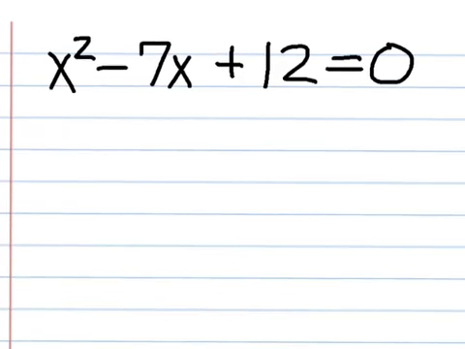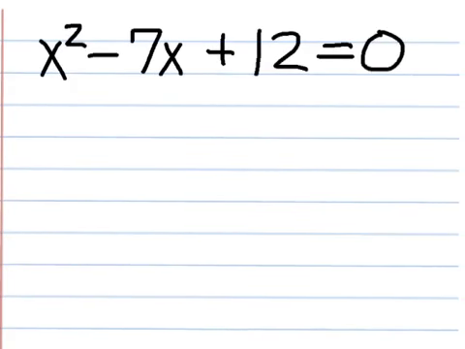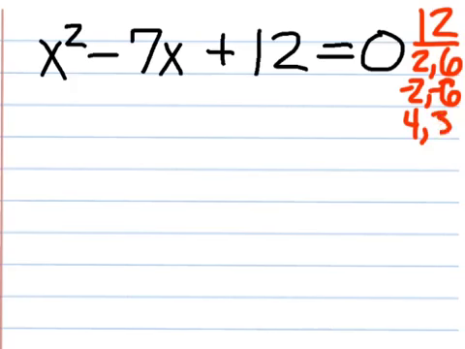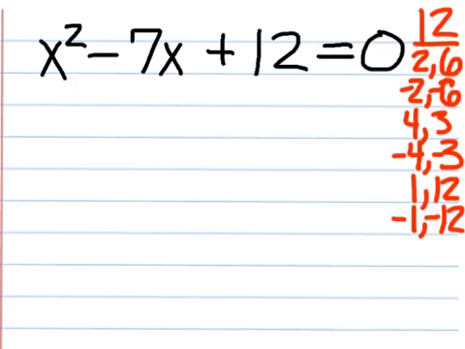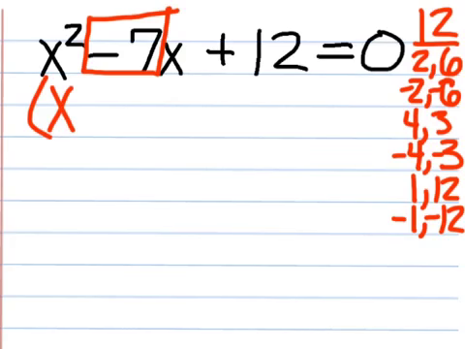Okay, for example 4, we have x squared minus 7x plus 12. What are the factors of positive 12? 2 and 6, negative 2 and negative 6, 4 and 3, negative 4 and negative 3, 1 and 12, and negative 1 and negative 12. These are all the factors of 12. Now we need the two factors that add together to give us negative 7. Negative 4 and negative 3, right here.